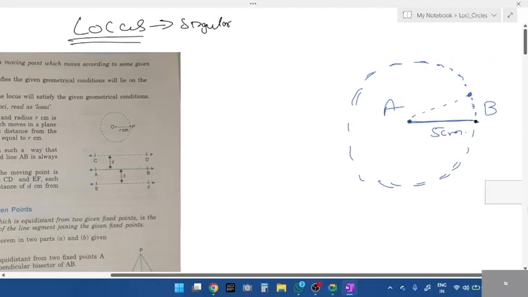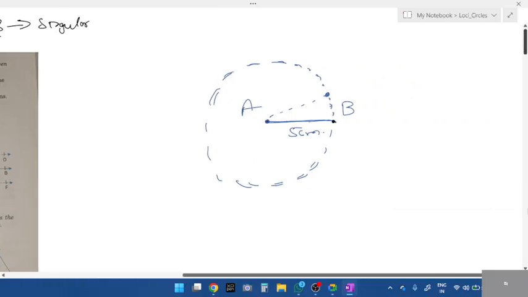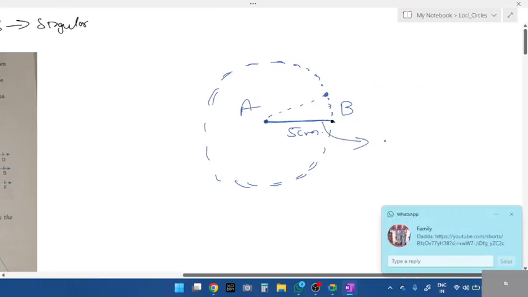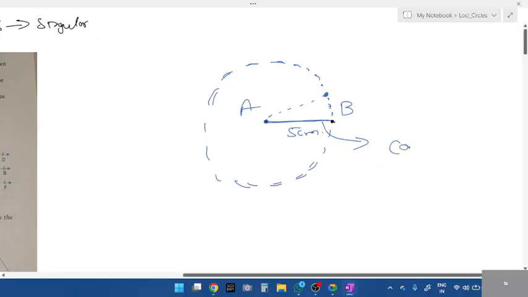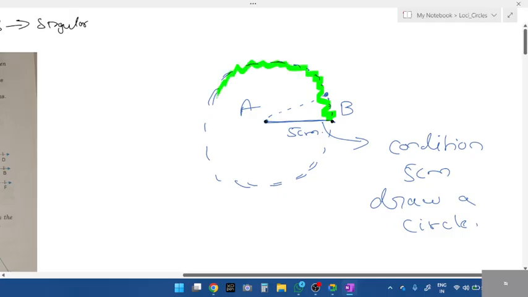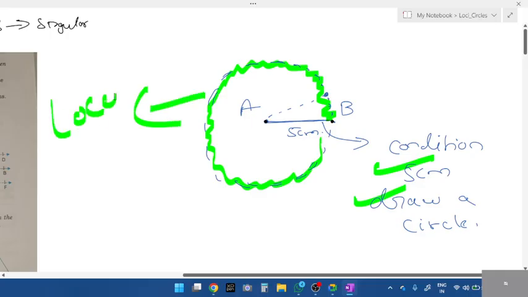The geometrical condition is the length between 2 points is 5 centimeters. This is the condition given. The condition is the distance between 2 points is 5 centimeters, and we need to draw a circle. This is the condition, students. And the path, this dotted line, is known as locus. These two lines follow this condition, 5 centimeters. It has to be drawn in a circular path. So this green line is known as locus.